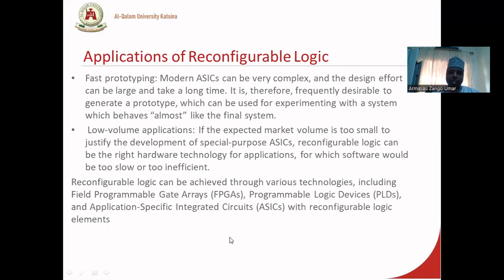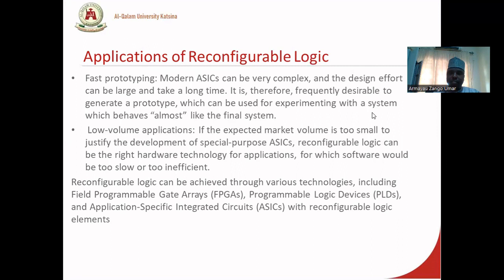Configurable logic can be achieved through various technologies, including field programmable gate arrays, programmable logic devices, and application-specific integrated circuits with programmable logic elements. So what we're saying is these are the different ways of achieving configurable logic. One way is using an ASIC, but adding some elements of reconfigurability to it. Yeah, so that is the end of this lecture.